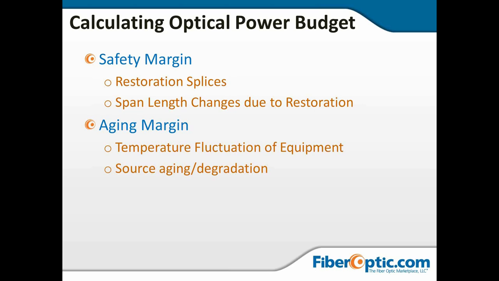So you want to account for all of this in your safety margin, or restoration margin. You also want to look at your aging margin: temperature fluctuations of the equipment, aging and degradation of the fiber. Now, theoretically, the fiber should last 40 to 70 years in the field if it's properly installed and you don't go tinkering with anything. The outside plant fiber should last for 40 to 70 years. Inside plant would be about the same, but you're going to be changing out technology before that 40 years is up anyway.